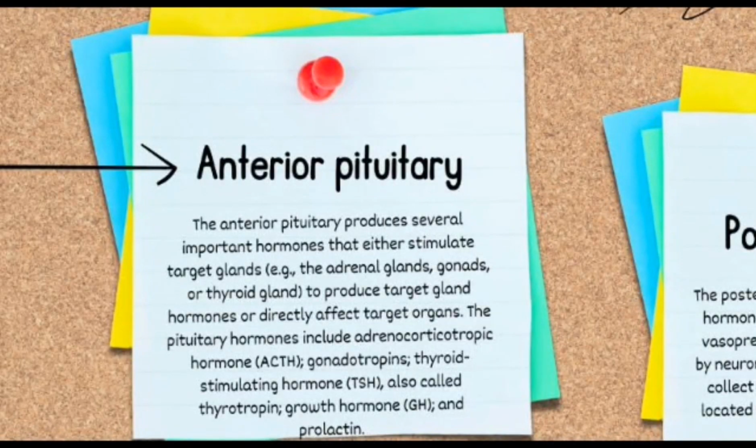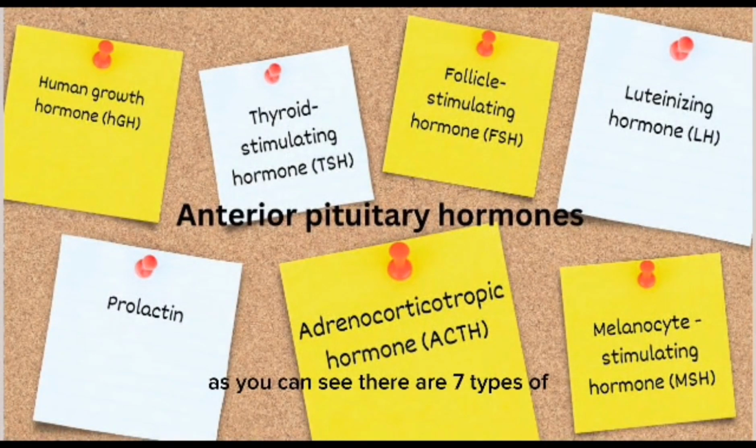The anterior pituitary produces several important hormones that either stimulate target glands, like the adrenal, gonadal or thyroid glands, to produce target gland hormones, or directly affect target organs. The pituitary hormones include adrenocorticotropic hormone (ACTH), gonadotropins, thyroid stimulating hormone (TSH), also called thyrotropin, growth hormone (GH), and prolactin. As you can see, there are several types of anterior pituitary hormones.